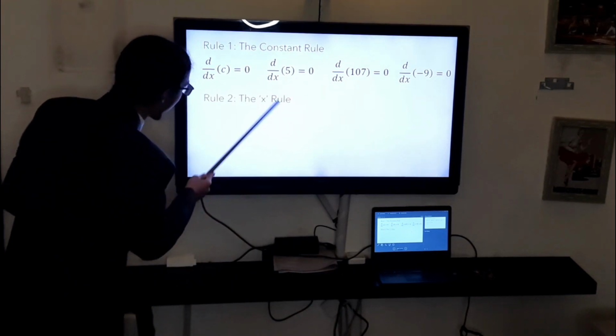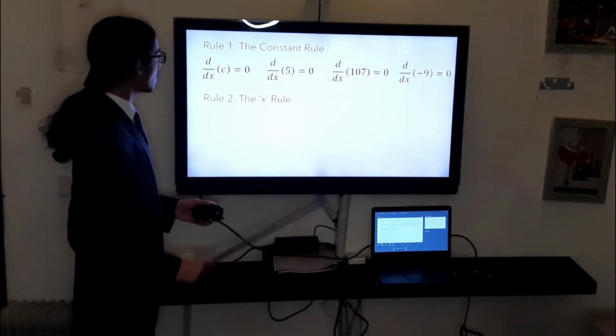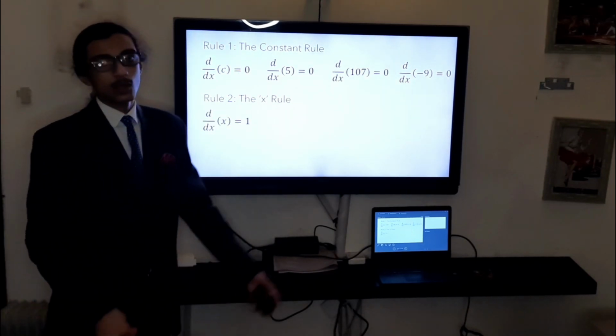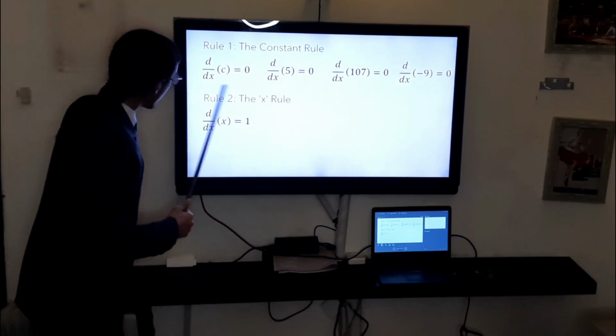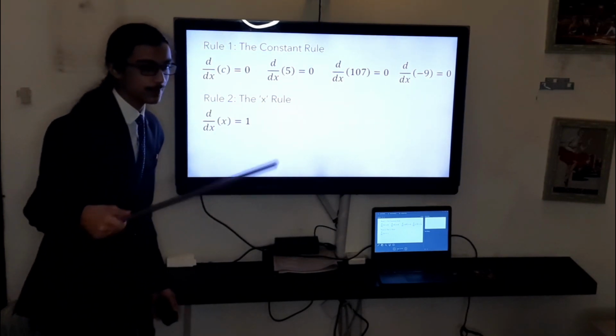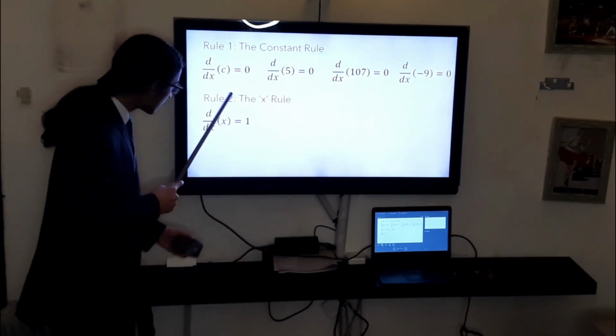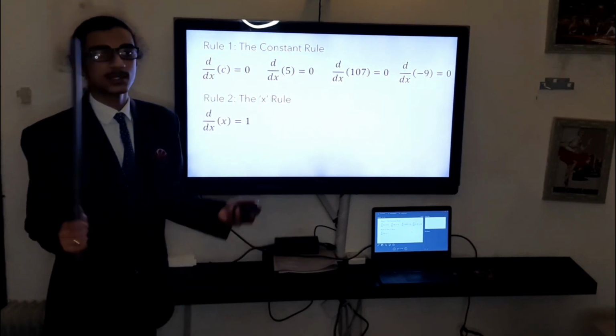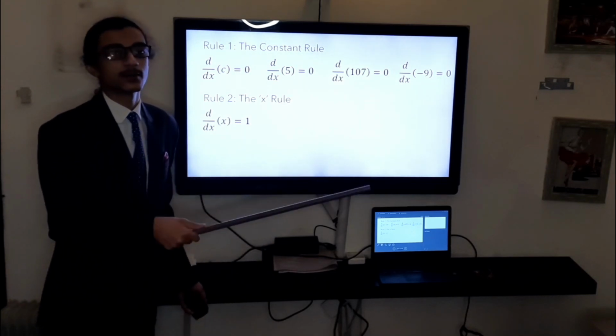Alright, rule number 2, the x rule. Now the x rule is fairly simple. It just says that the derivative of x is 1. What does this mean? It just means that if f of x is equal to x, the derivative of that function is 1. That's all it's saying. So f of x is equal to x means that no matter what the input is, the output will just be that.